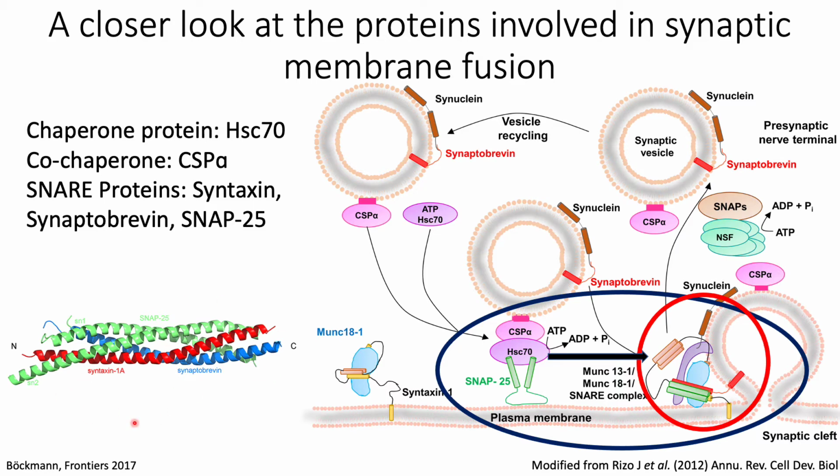This is the crystal structure of it, and this is the SNARE complex. It's 4 helices from 3 proteins. The one that we'll be talking about later is mostly SNAP25.